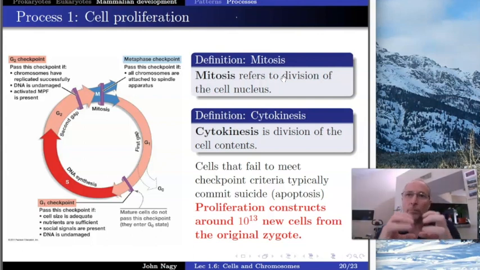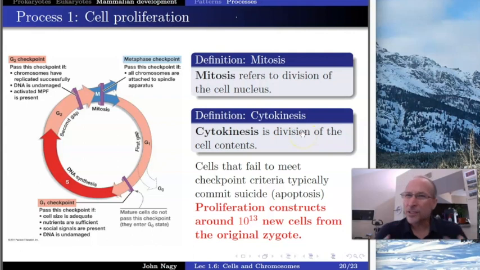The cell process by which the cell becomes two cells, actual cell division itself, is called cytokinesis. Again, this word C-Y-T-O, cyto means cell. Kinesis, kine means activity. So in essence, this is just saying the cell is actively dividing at that point. So if we look then at the cell proliferation cycle, there's two different processes going on here. There's the mitotic process by which the nucleus divides, and the cytokinesis process by which the cell contents themselves divide.